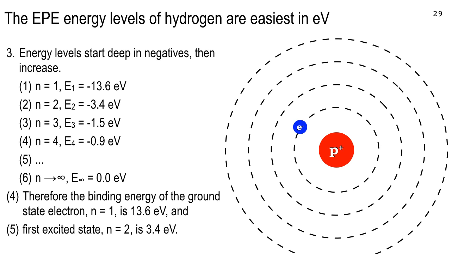So the first excited state, that's what we call n equals 2, is 3.4 electron volts. So you don't need as much energy to blast out an electron that's out there in the n equals 2 energy level. Okay, and so on and so forth.